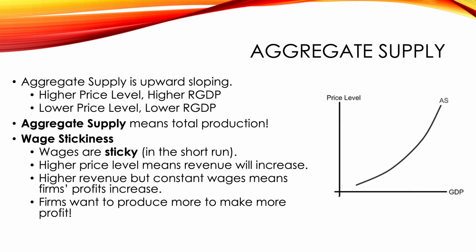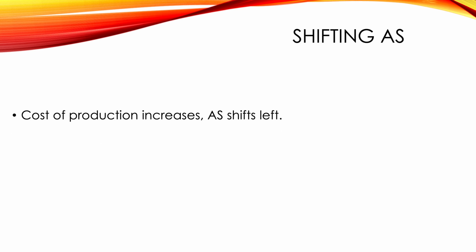But labor is the single most expensive thing for most firms. All right, so that's why it shifts upwards. Now let's talk about what can cause an aggregate supply curve to shift right or left.